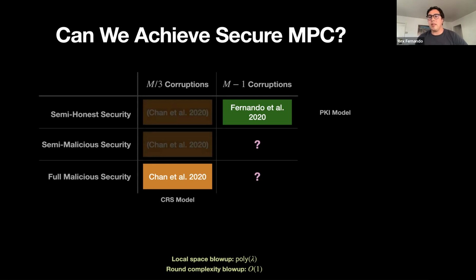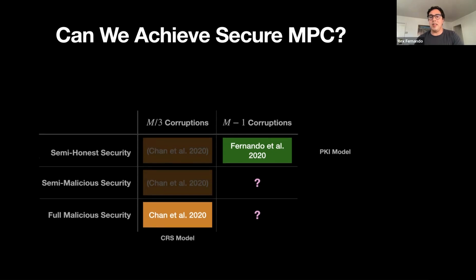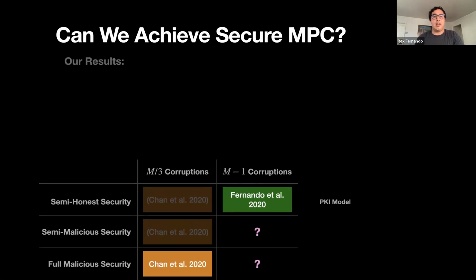So this is the state of the art prior to our work, and there are these important questions about whether we can achieve semi-malicious security or fully malicious security in the setting of all but one corruptions. And so with that, I'm going to state our results. So our first result is an impossibility.